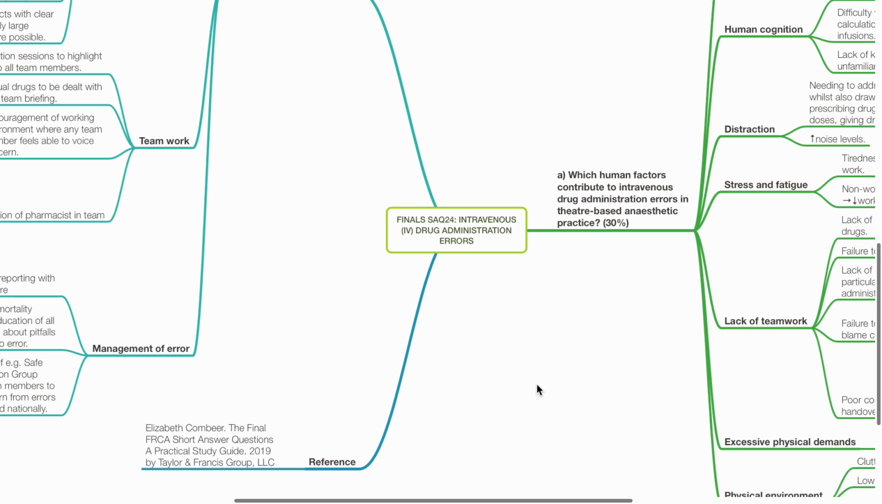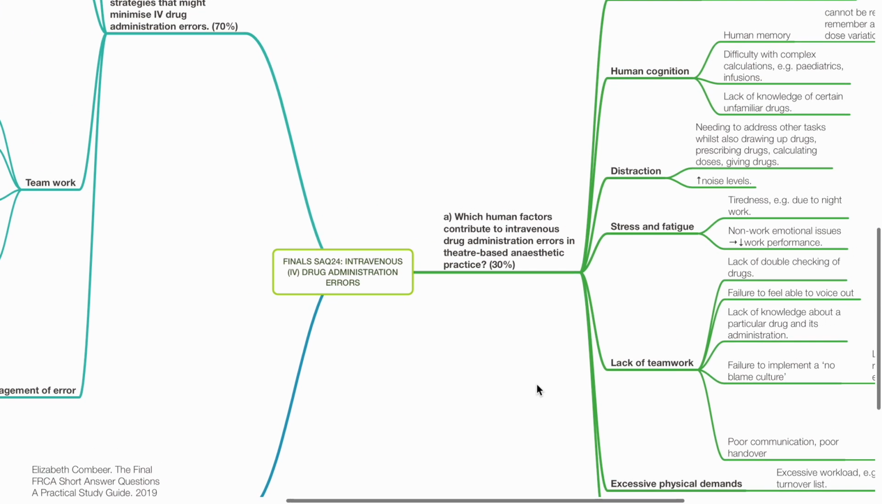Finals SAQ24, IV drug administration errors. A. Which human factors contribute to IV drug administration errors in theatre-based anesthetic practice?